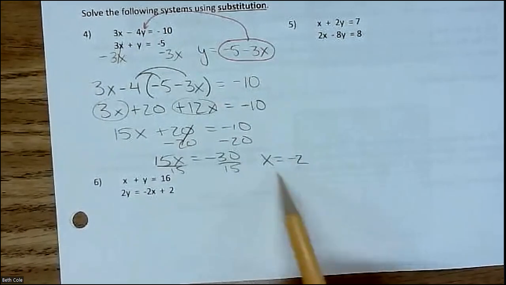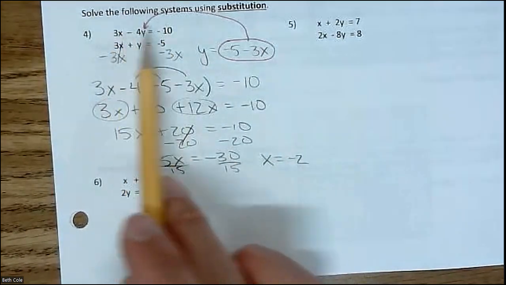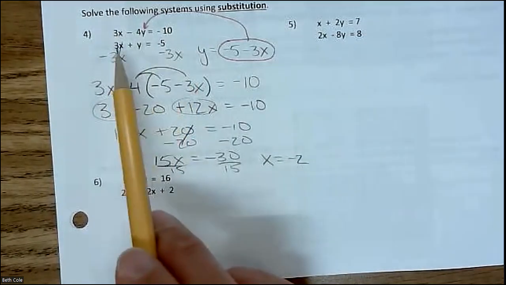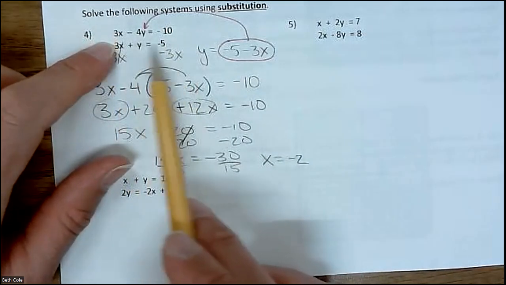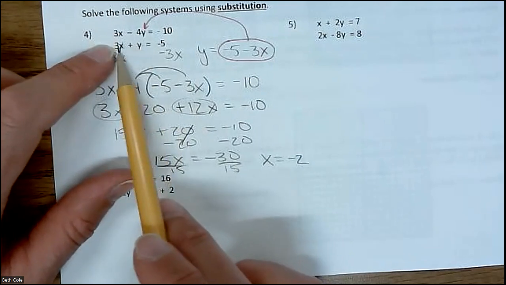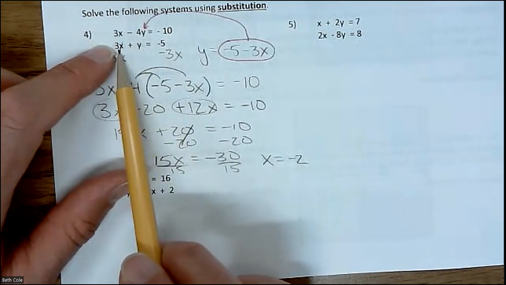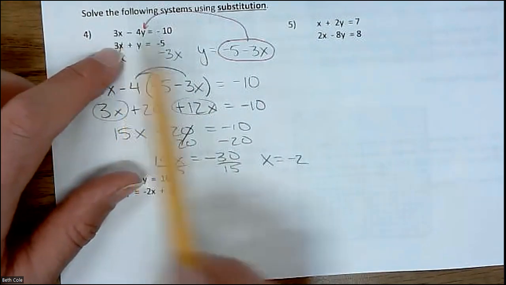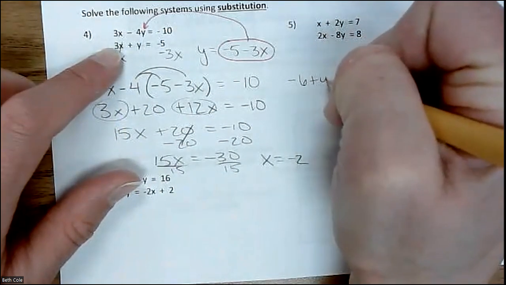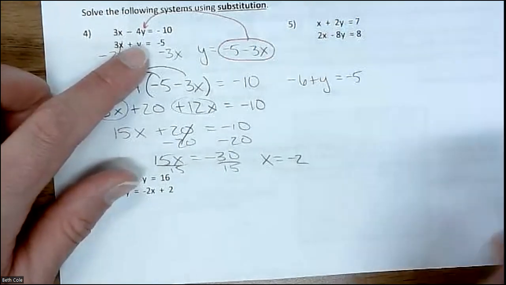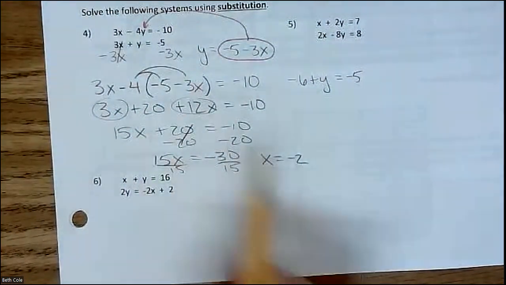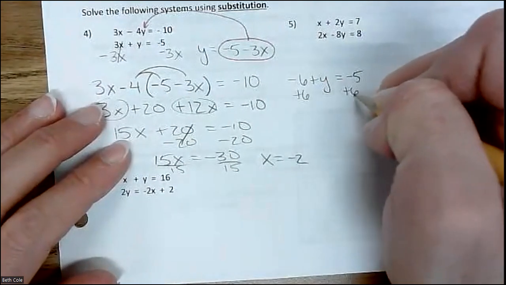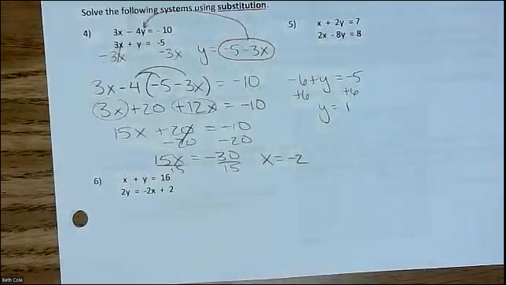All right, we're not done yet. I'm going to take -2, plug it back into the original problem, solve for y. Actually, I feel like this one might be the easier one to plug it back into because y is already kind of alone. If you plug in -2, 3 times -2, that'll be -6 plus y equals -5. Add 6, and you get y is 1.